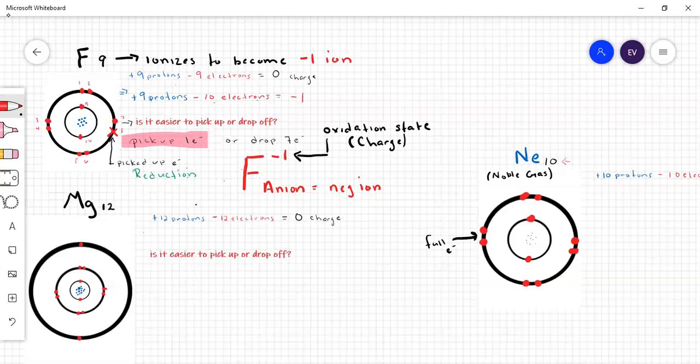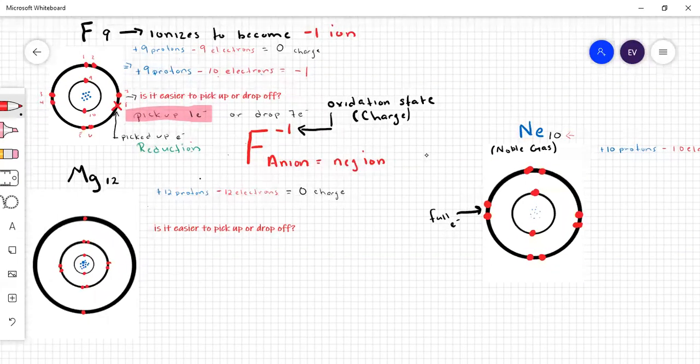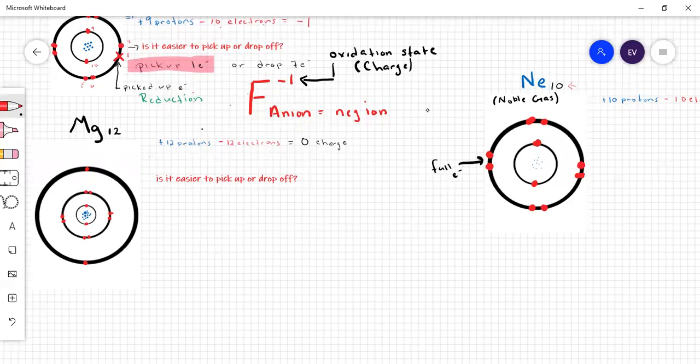Called an anion. Okay? An anion. All right. Now, does magnesium behave the same way as fluorine? Well, let's take a look. Remember, the goal is this. This is our goal. We want to have either a full outer shell or a full inner shell.